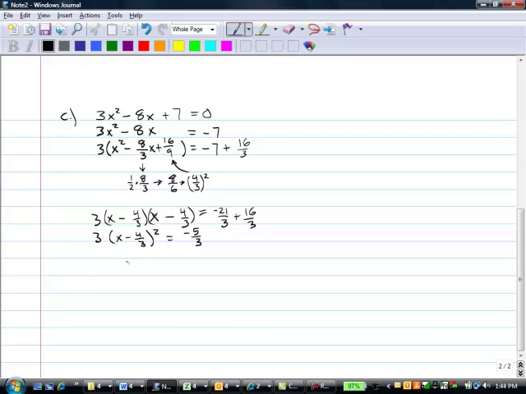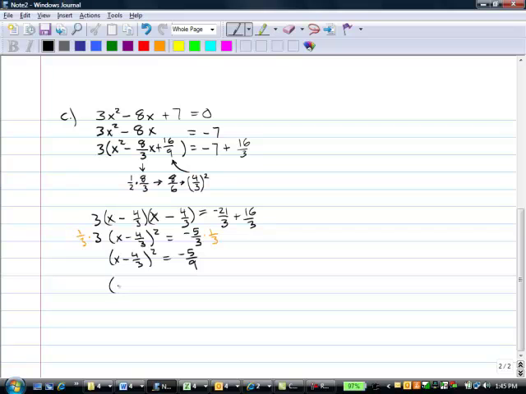I'm going to multiply both sides by 1/3. You might be tempted to divide by 3, but then you're going to end up dividing by 3 over here. Why don't we just multiply both sides by 1/3? And in doing that, 3 times 1/3 is just 1, so we are now down to the x minus 4 over 3 quantity squared. And here we have minus 5 over 9.